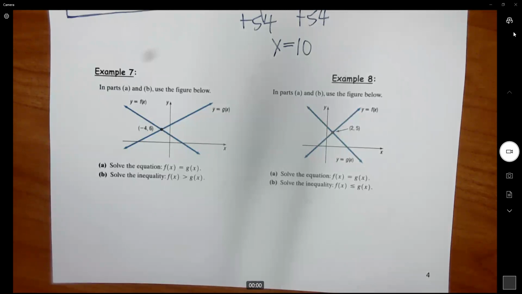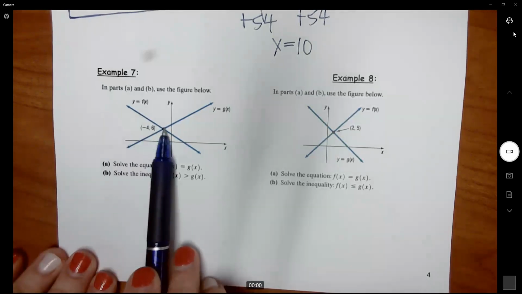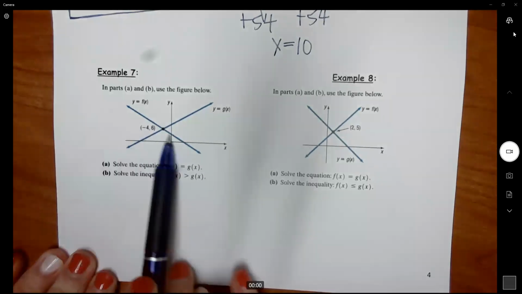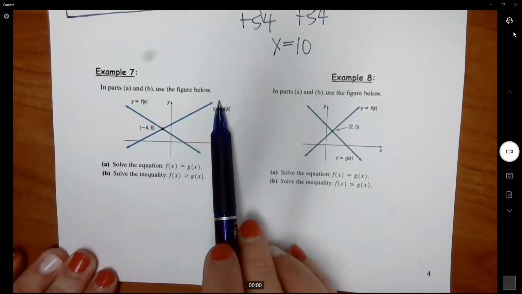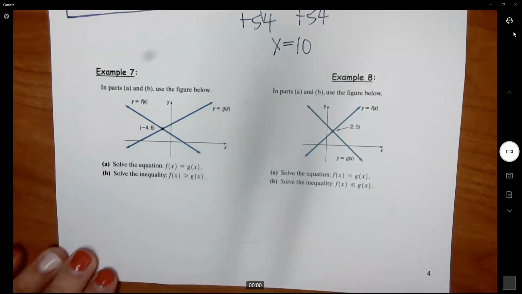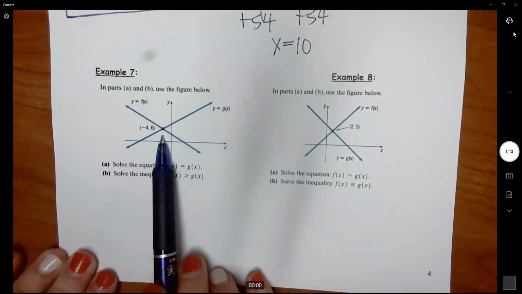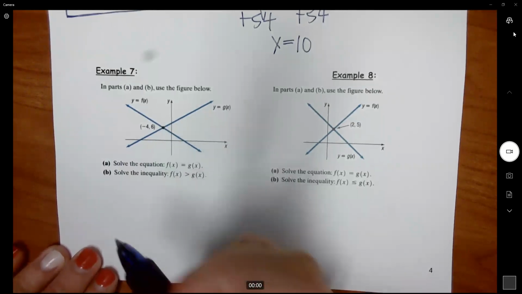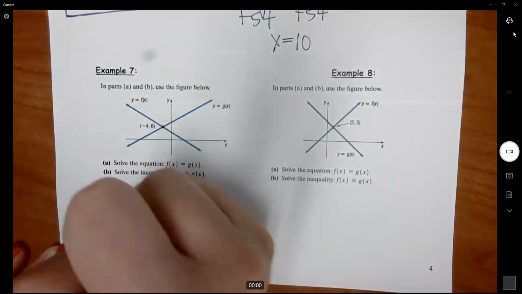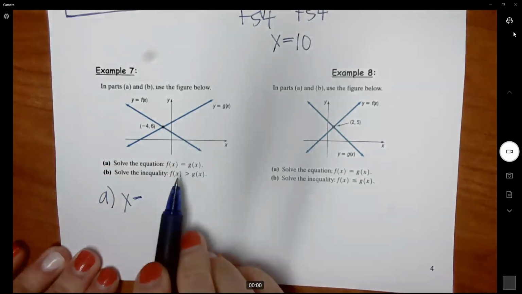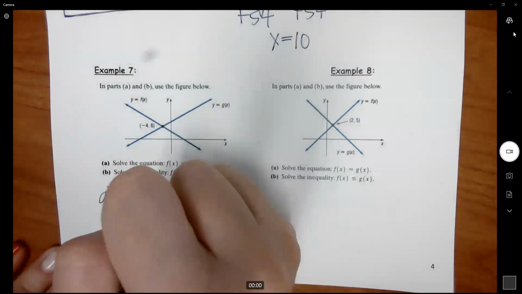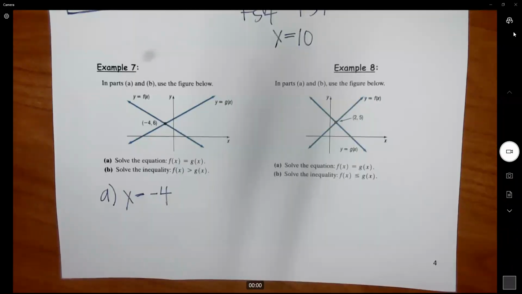We need to solve the inequality when f of x equals g of x. So my f of x is right here, and then my g of x is this line here. So when do these two equal each other? It's when they are intersecting here. And for these, all we care about are the x's. And so these equal each other when x equals -4.